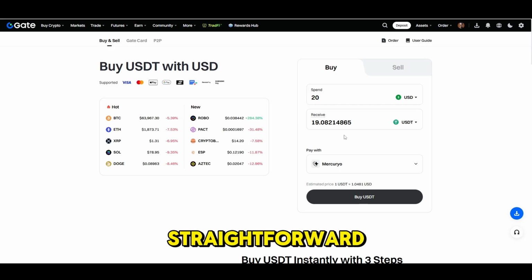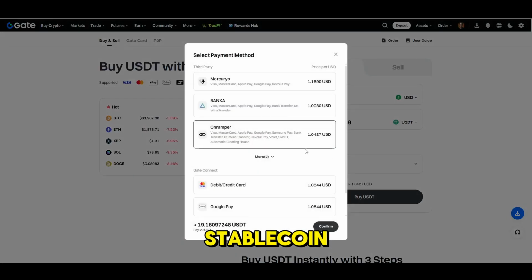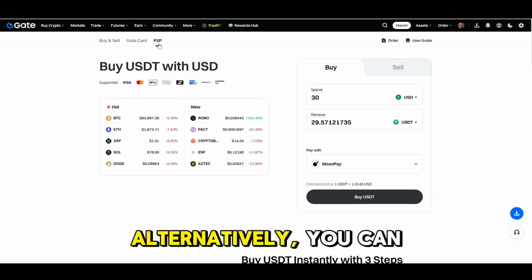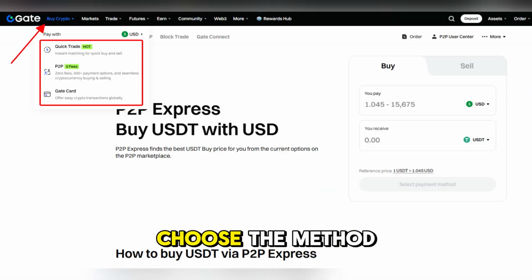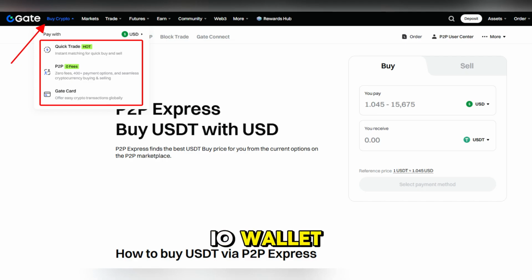It's fast and straightforward. You just select the fiat currency you want to use, like US dollars or euros, and then choose the cryptocurrency you want to buy. For beginners, it's common to start with a stablecoin like USDT, which is Tether. A stablecoin is pegged to a real-world currency, so its value is very stable, making it a great starting point before you trade into other cryptos. Alternatively, you can use a bank transfer or a P2P service, which lets you buy directly from other users. Choose the method that works best for you. Follow the steps, and once the transaction is complete, the funds will appear in your Gate wallet.